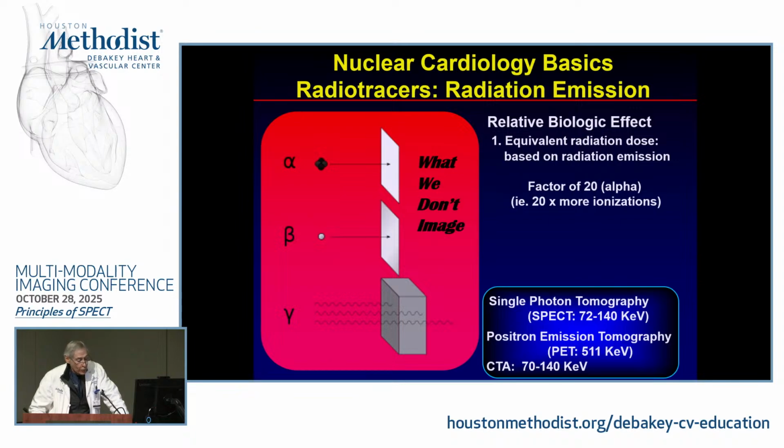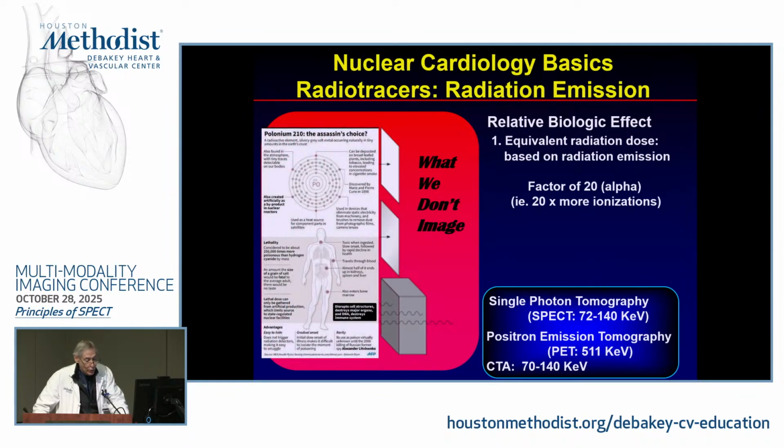And really, the only thing that we really image is gamma rays, because obviously, if we inject a radiotracer, it wouldn't be very effective to give alpha or beta particles to get an image if you're talking about emissions. So we image gamma radiation, but just keep in mind that alpha radiation is the most devastating of all.